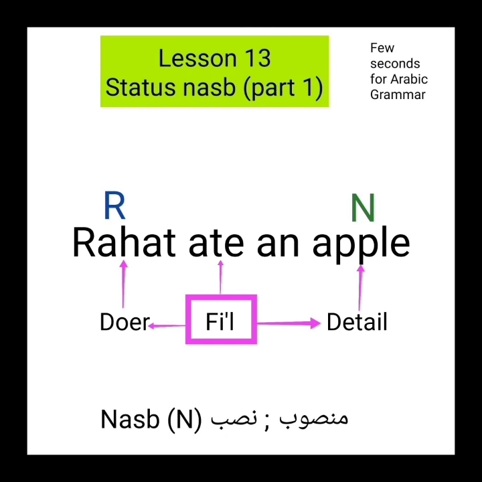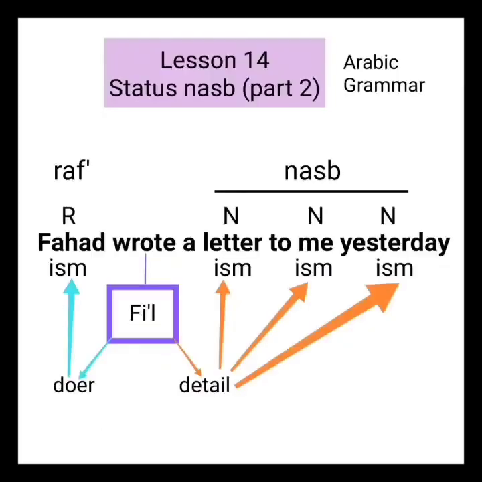First of all, we see which ism is the doer of the fail. Here Rahat is the doer of the fail, so we will give status Rafa to Rahat. Second ism apple is actually the detail of the fail because it is telling us what did Rahat ate. So the ism which tells us the detail of a fail is given the status nasab represented by n, and the ism which has the status nasab is called mansoob.